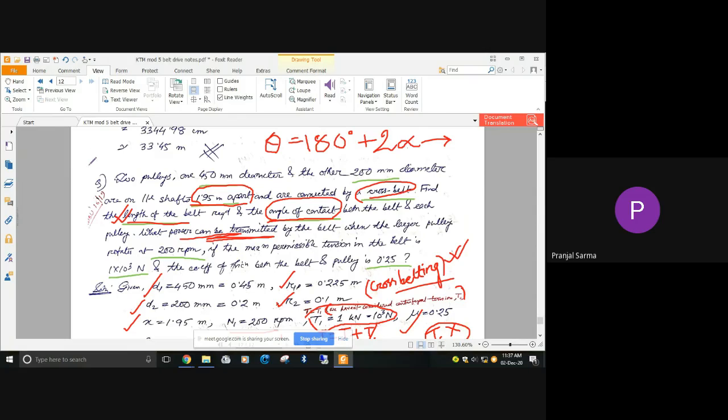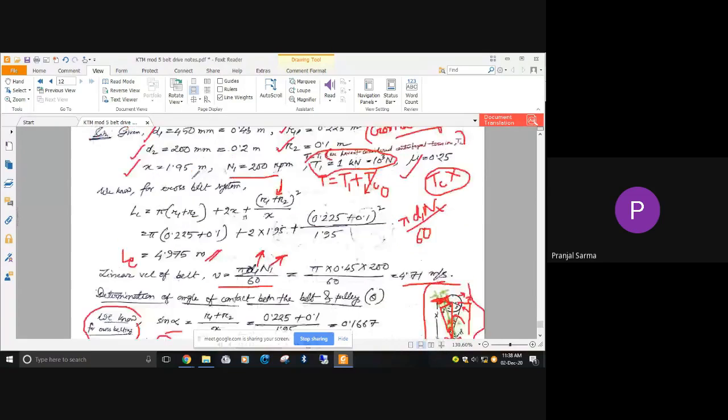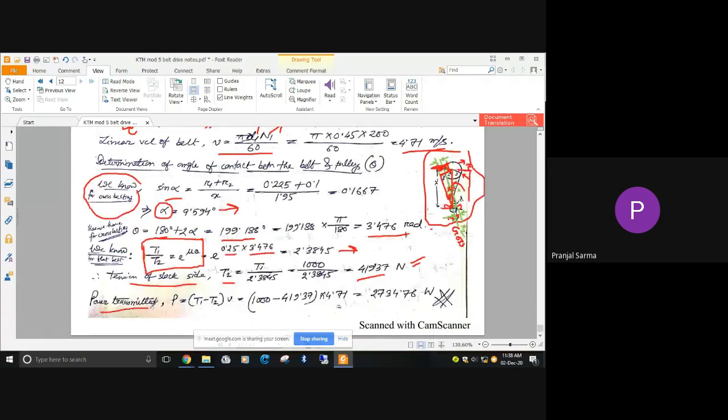We know that power transmitted can be obtained by P equal to the effective tension, that is T1 minus T2, into the velocity of the drive, V. This is just like P equal to FV, so the effective tension is nothing but a kind of force. T1 and T2 we have, and V we already found in between by doing pi d1 N by 60. So we are ready with T1, T2 and the velocity, and by using this formula we can find the power transmitted: P equal to (T1 minus T2) into V.